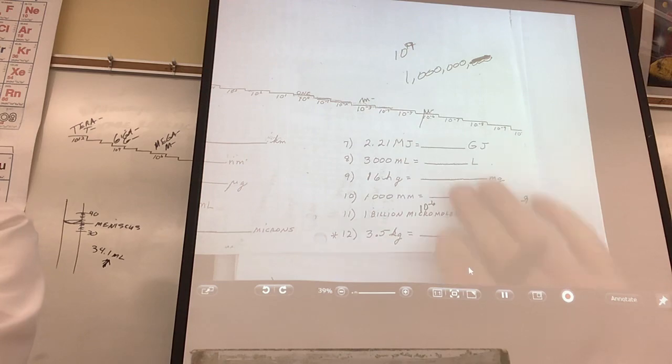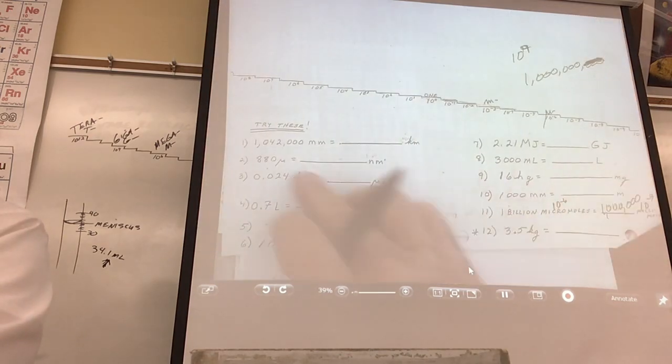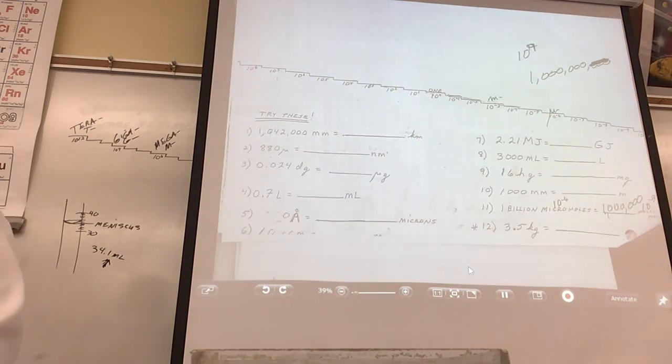All right. Now, here's one I skipped yesterday because you didn't know what a micron was. Let's see if you can do number 2. And whoever's sitting next to you, if you want to talk it out a little bit and say, how do we do this? All right, let's do that. Then I'll wait about 30 seconds. 880 microns equals how many nanometers?